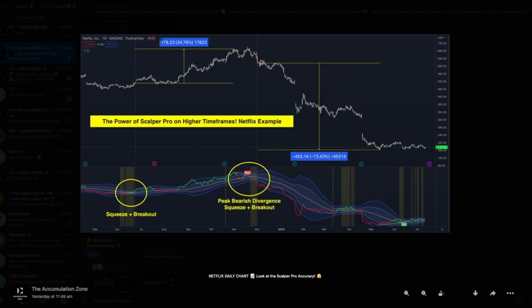So you see, you can use the Scalper Pro on every time frame. That's the daily time frame, and it's called the Scalper Pro, so it's meant to work really well on 1 and 5 minute time frames for everyone who's scalping. But if you're a swing trader, definitely check out the Scalper Pro. You see how it works, even on stocks, on indices, on cryptocurrencies. I can show you more examples.